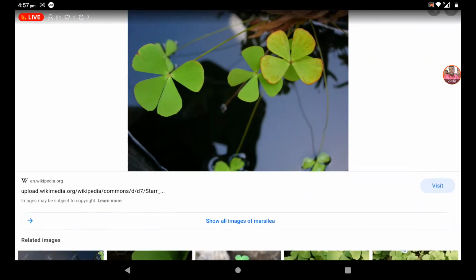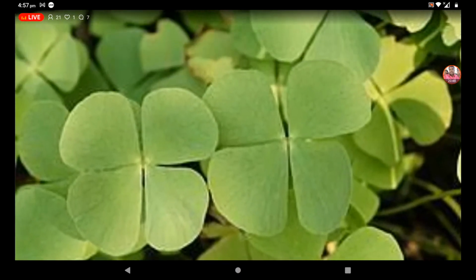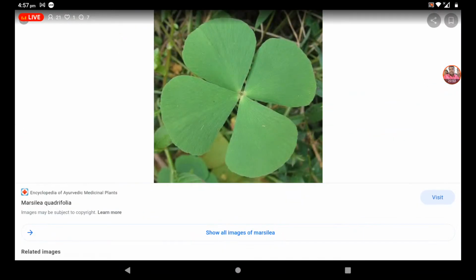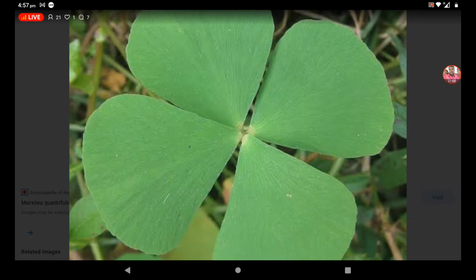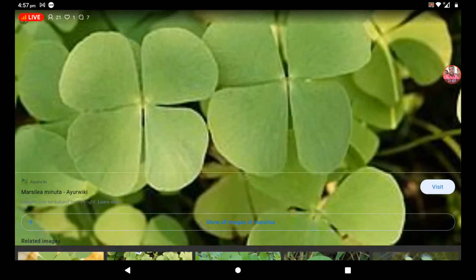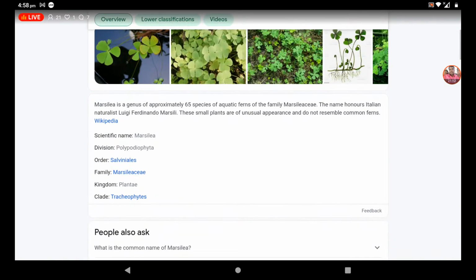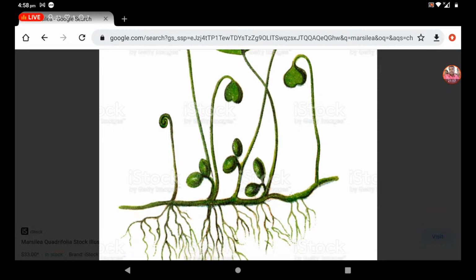So Marsilia has exactly 4 leaflets, not leaves, 4 leaflets present at the tip of the petiole. See here, exactly 4 are present at the tip of the petiole, called quadrifoliate. A quadrifoliate example is Marsilia. Marsilia belongs to the fern plants, that means Pteridophyta. Here you observe the Marsilia structure clearly.